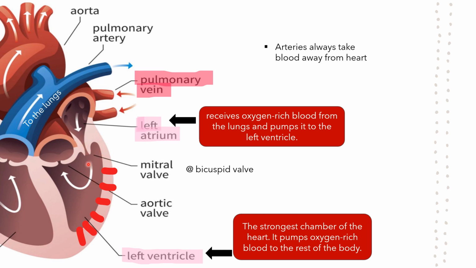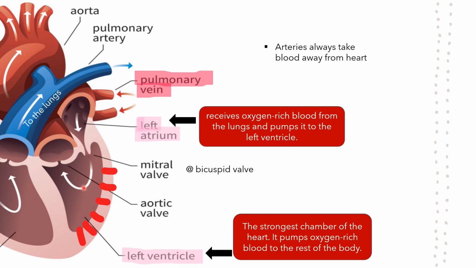So when the blood enters the left ventricle, which is the strongest chamber of the heart, it will pump the oxygen-rich blood to the rest of the body through the aortic valve and go to the aorta before it goes to the rest of the body. Look here at the red mark that I put here. It shows that the muscle of the left ventricle is thicker than any other heart chamber because it must pump blood to the rest of the body against much higher pressure in the general circulation.